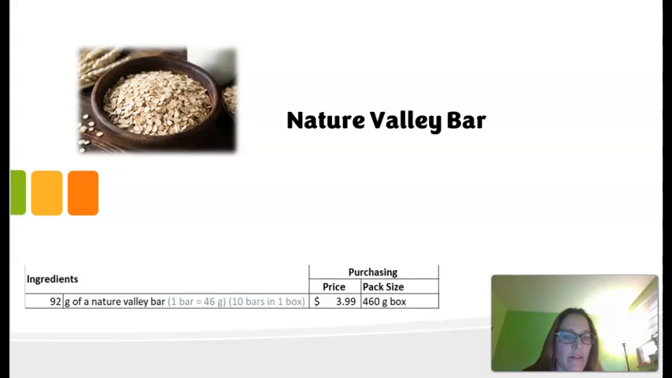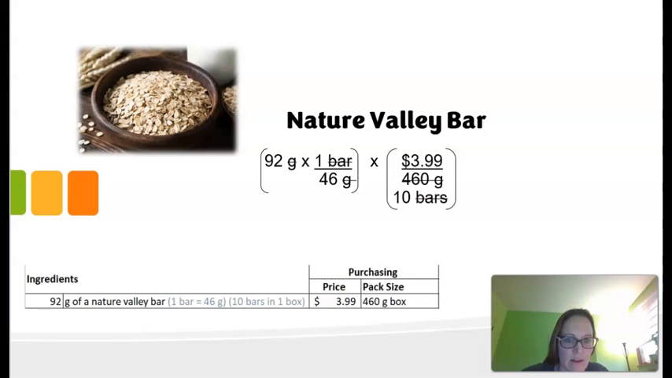For our Nature Valley bar, we need 92 grams, and we know here that 1 bar is equivalent to 46 grams, and there's 10 bars in 1 box. The price per unit is $3.99, and there's 460 grams per box. For our Nature Valley bars, we're doing 92 grams, and then we're going to divide it by 46 grams because 1 bar is equivalent to 46 grams, and then we're multiplying by our $3.99, and then we're dividing it by 10 bars, and we get 80 cents as our cost.